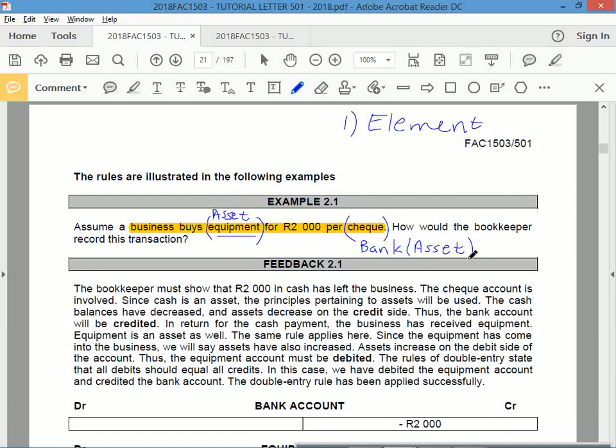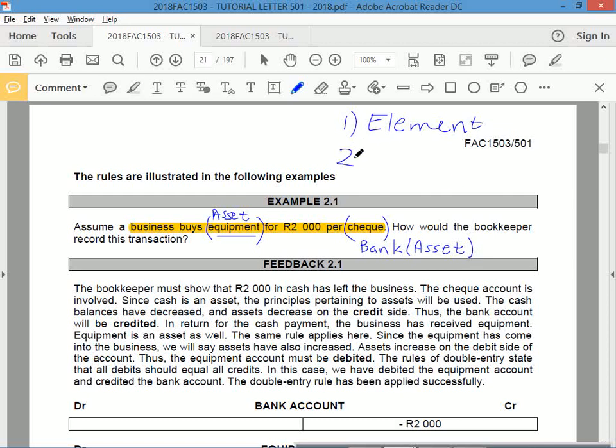Right, so see, this is the workings. This is what you do when you get a transaction. Okay, so I get a transaction, I read it, I highlight stuff that stands out. Okay, so what stood out? The word equipment and the word check. Okay, you'll see why I highlighted the other stuff when we discuss it now. Okay, but that's the first step. Step number 1, give me the element.